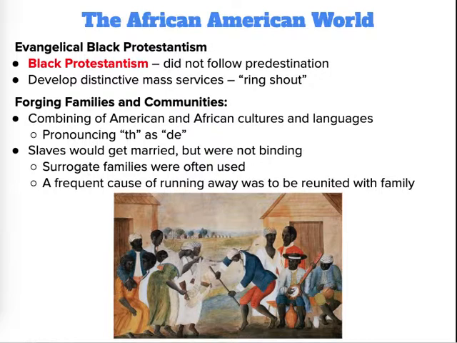If you look at some of the languages, some examples here, pronouncing TH as D, like "de." Slaves would get married but it was not binding, of course, and surrogate families were often used. And also a good point here is a frequent cause of running away was to be reunited with family members, children, spouses, and the like.